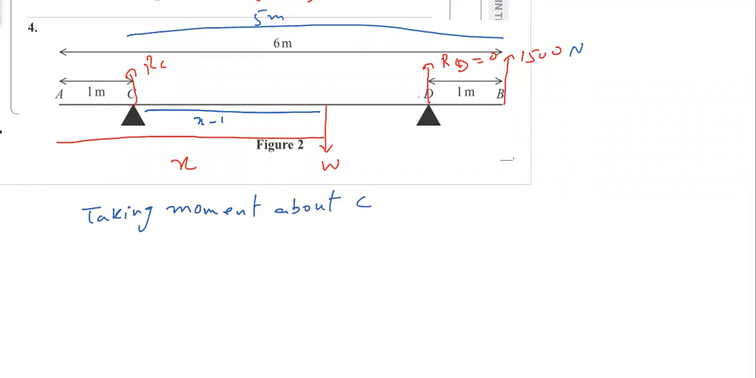Now if I take the moment about C, RD is already 0 because the force of 1500 Newton is applied here, so it will lift it up. I have to consider which force provides the clockwise moment and which provides the anti-clockwise. As this force is applied upwards, it provides an anti-clockwise moment, and W will try to provide the opposite moment. If I make clockwise and anti-clockwise equal, W times X minus 1 will be equal to 1500 times 5, because the distance of this force from this point is 5 meters.